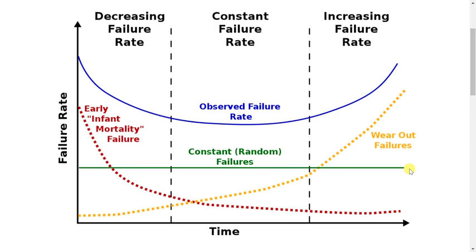You can see we've got one other green line here, and that is for constant random failures. So there's different ways that machinery can fail. Sometimes it might fail at the start, sometimes it might fail just because it's getting older.